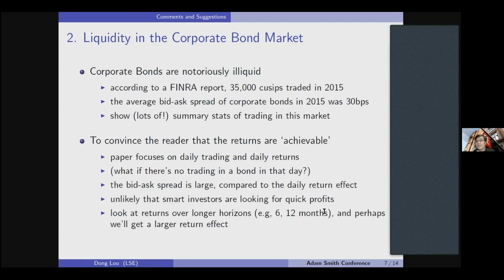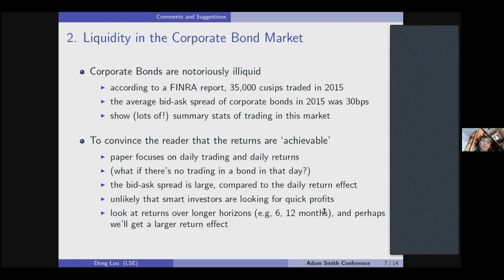Now, the first thing I would encourage the author to do is to show lots of summary statistics of the trading in the corporate bond market. There's not much summary statistics on corporate bond market trading at this point. I want to see things like trading volume, the bid-ask spread, the turnover rate of these different investors, etc. So let's show us these summary stats. We know something about the U.S. corporate bond market. I think we know very little about the U.K. corporate bond market. I think that's the first thing I would like to see.